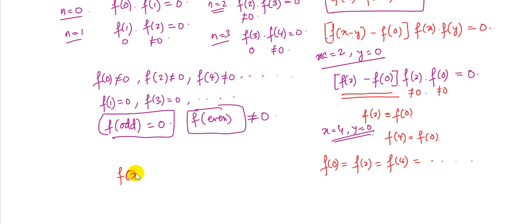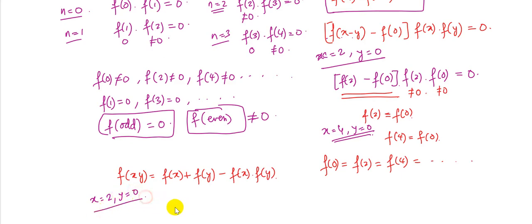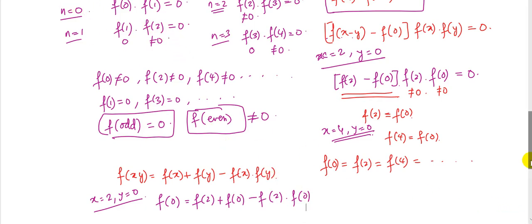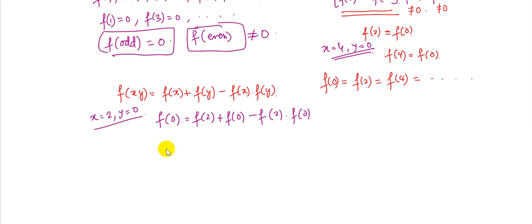Next, we will use the first equation, f(xy) equals f(x) plus f(y) minus f(x) times f(y), and we will put x equal to 2, y equal to 0 in that equation. So we will get f(0) equals f(2) plus f(0) minus f(2) times f(0). I can cancel the terms f(0) on both sides, so that will give me f(2) into (f(0) minus 1) equals 0. Now f(2) is not equal to 0, therefore this term has to be 0, or in other words f(0) has to be 1.